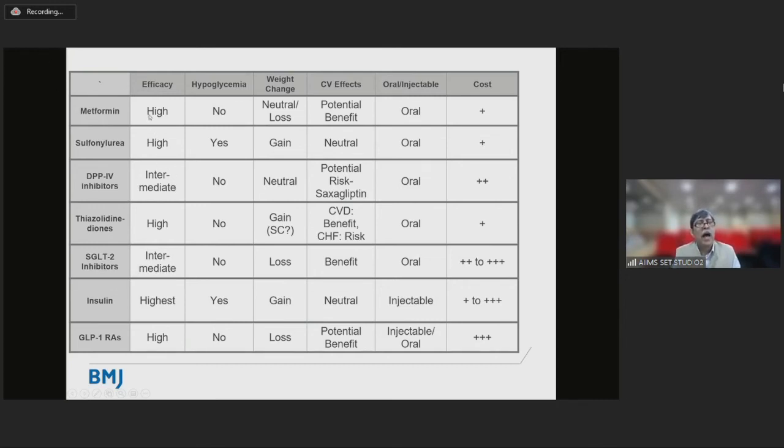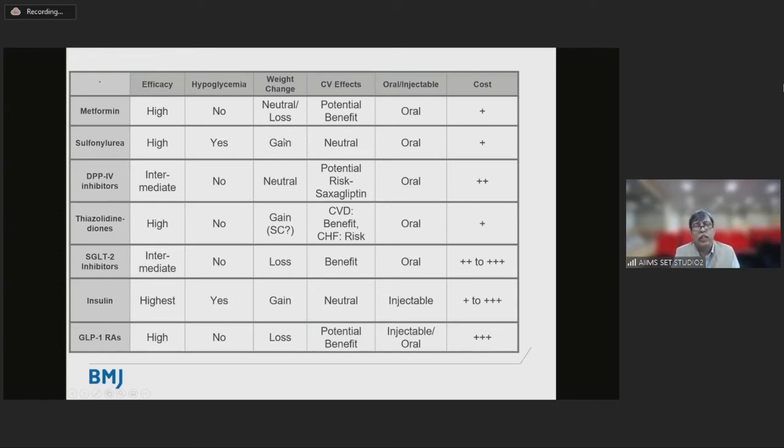I'm a big fan of metformin, and therefore metformin, SUs, TZDs, insulin, and GLP-1 receptor agonists are the highest efficacy. Glinides, which are not here, are actually not very efficacious. DPP-4 inhibitors, in the global data, cause an A1C reduction of 0.6%, but in Indian studies nearly 1%, so they're not as intermediate as one would have thought. And SGLT2 inhibitors vary from intermediate to high. As I mentioned, the hypoglycemia issues are with sulfonylureas and insulin. The rest are safely off.